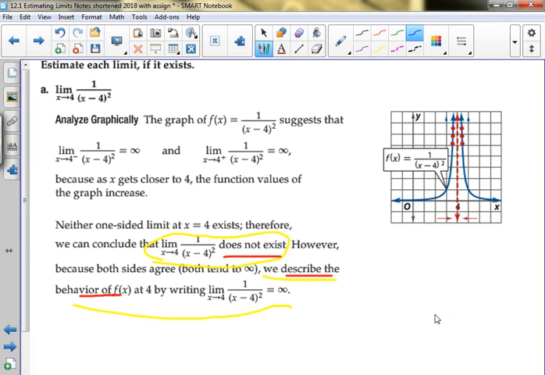All right. This is going to ask about the limit as x approaches 4. This is the graph. As I get really close to 4 from either side, the values are getting huge, okay? The idea here is going to be that the limit does not exist. However, because both sides agree and are approaching infinity, we can describe the behavior as approaching infinity.